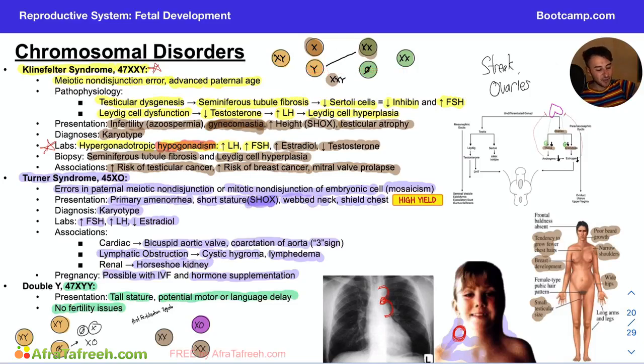Wrapping up Turner syndrome, we're also going to have this hypergonadotropic hypogonadism, so our labs are going to be the same: increased FSH, increased LH, decreased estrogen, and this is going to lead to high yield findings like webbed neck and shield chest, and also a short stature, and we talked about this being due to absence of one X chromosome, leading to less SHOX genes being present. So these are the things to look out for in terms of high yield chromosome disorders on the exam.